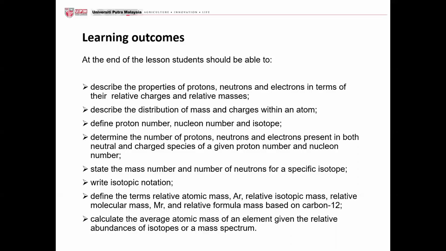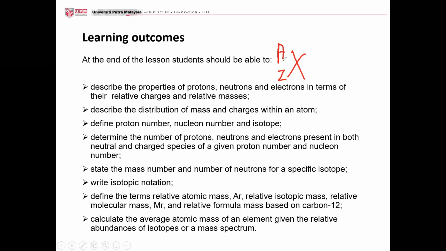So next, you need to know how to determine the number of protons, neutrons, and electrons present in both neutral and charged species of a given proton number and nucleon number. State the mass number and number of neutrons for a specific isotope. Write isotopic notation. So generally, isotopic notation is written as X, where X is any element in the periodic table, and we have A and Z. A is the mass number or nucleon number. Z is the atomic number or proton number.